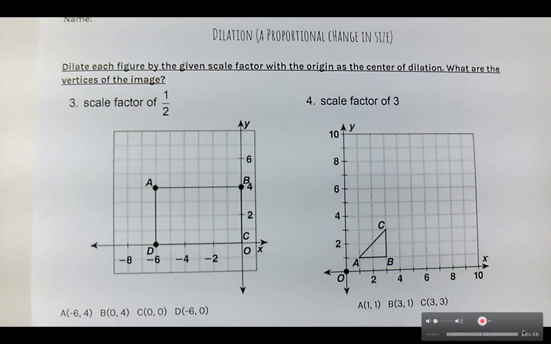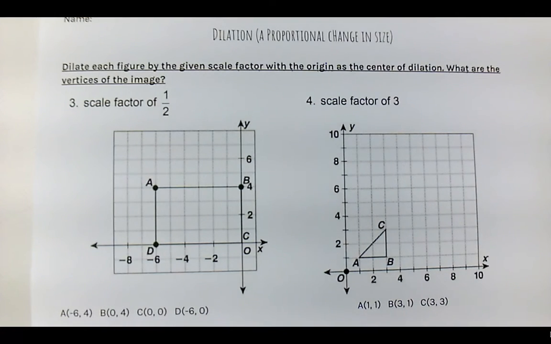Today we are talking about the last type of transformation that we are going to go over this year, and it is a dilation. So a dilation is different from the other types of transformations, translation, rotation, and reflection, because with those three, it didn't change the size of the figure. So it moved it, it might have turned it or flipped it, but the size of the figure remained the same. So a dilation is the type of transformation that changes the size.